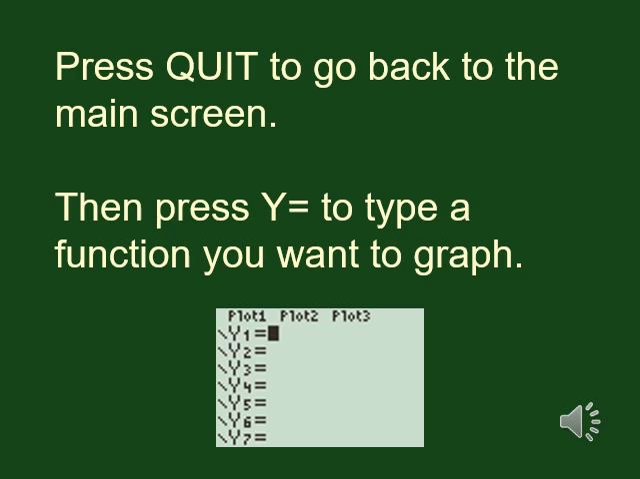After you set the window, you can quit to get back to a blank screen. The way you do that is you hit second and then the key right next to second. If you look above mode, it says quit. Then, when you want to graph an actual function, you press the y equals key, which is in the top left-hand corner of your calculator.